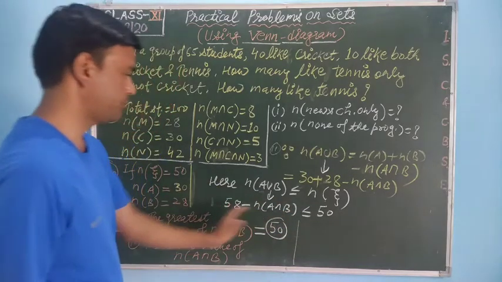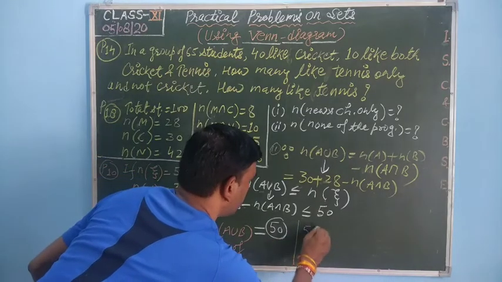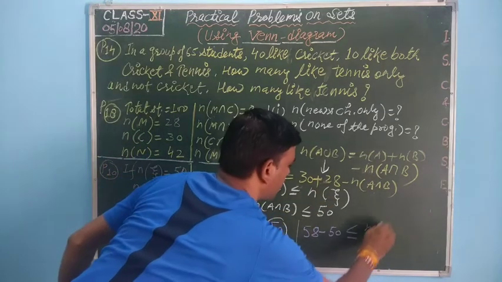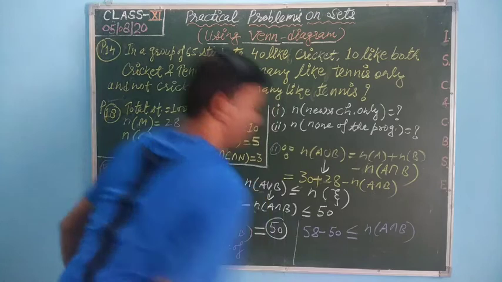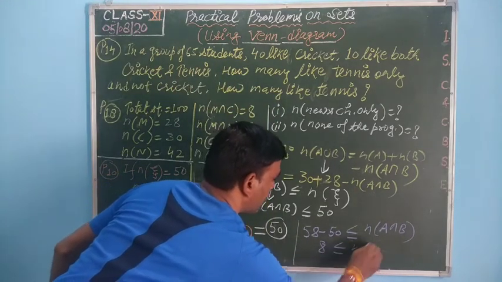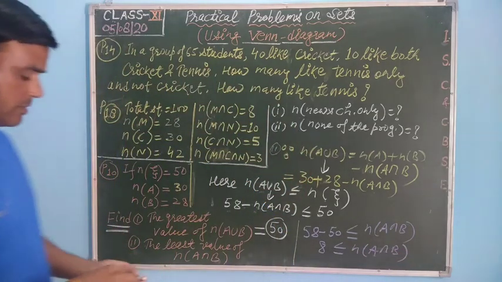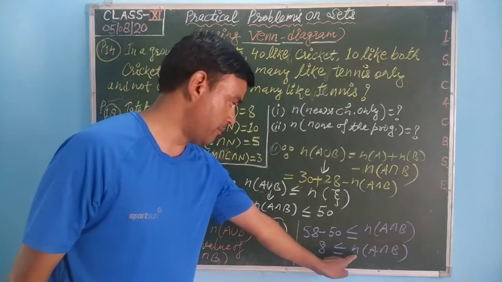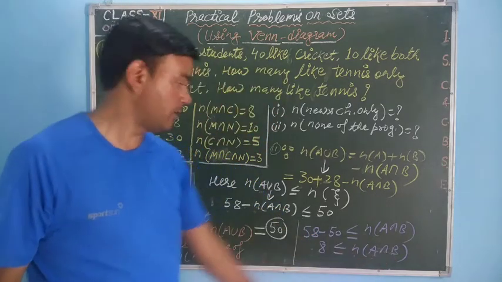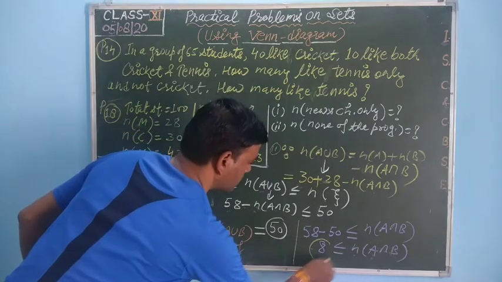Next step: 58 minus n(A intersection B) is less than or equal to 50. So shift this 50 to the right side. You will get 58 minus 50 is less than or equal to n(A intersection B). So 58 minus 50 gives 8, which is less than or equal to n(A intersection B). From this, students, you can see that the minimum value of n(A intersection B) is 8. It means the value of A intersection B is 8 or more than 8. Therefore, the least value of n(A intersection B) will be 8. Your answer is 8.